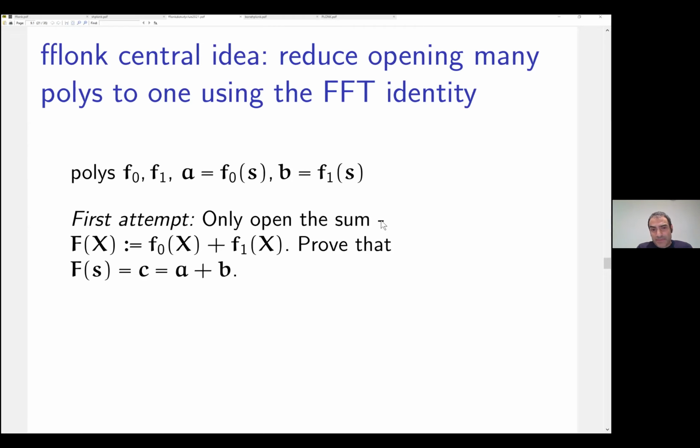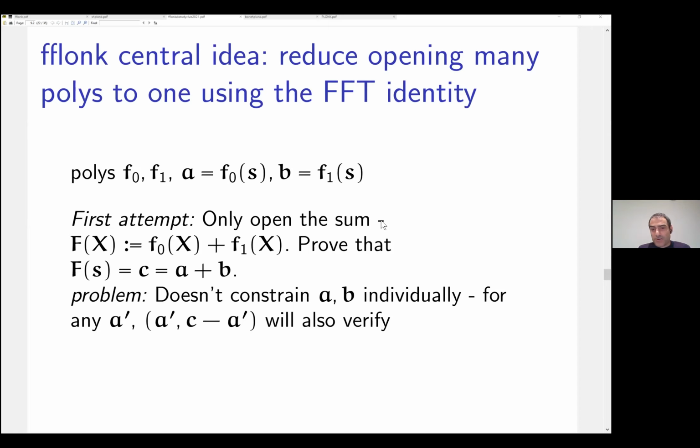Well, obviously it's not good enough because it doesn't constrain A and B individually. For any A prime, I could take A prime and then C minus A prime as my B prime, and if this is my verification procedure, A prime and B prime will also pass the procedure. So I need a way of generating two independent linear constraints on these values A and B without resorting to using two polynomials.